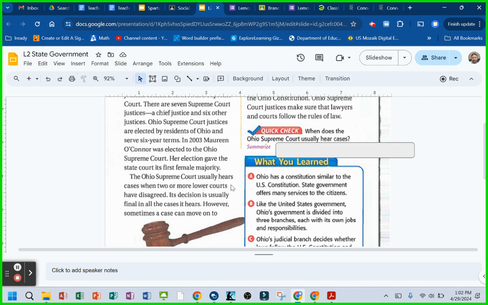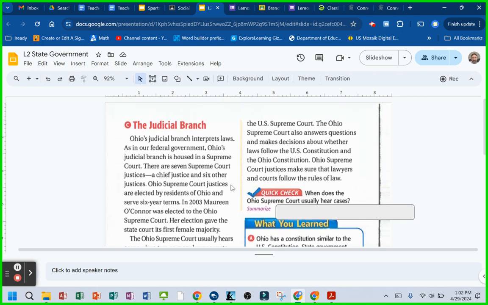However, sometimes a case can move on to the United States Supreme Court. So you have the United States Supreme Court is the highest court. And then all the state Supreme Courts fall under the federal Supreme Court. See how that works? And then under the state courts, you have the local courts and so on and so forth. The Ohio Supreme Court also answers questions and makes decisions about whether laws follow the U.S. Constitution and the Ohio Constitution.